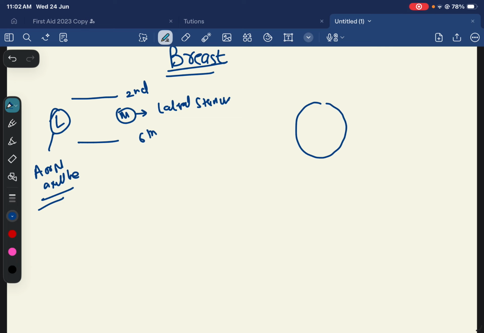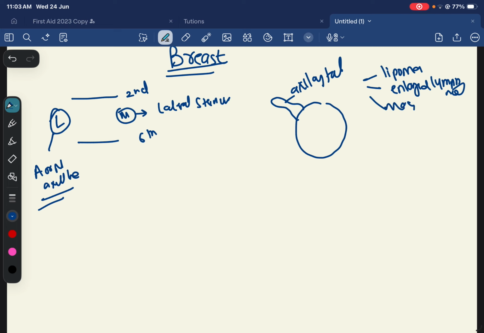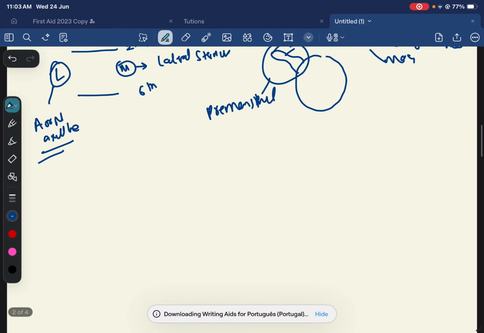Breast is also associated with an axillary tail. It is sometimes mistaken as an enlarged lymph node, a breast mass, or a lipoma. It increases in size during the premenstrual phase. After the periods, the size decreases and the woman would not be able to palpate it.